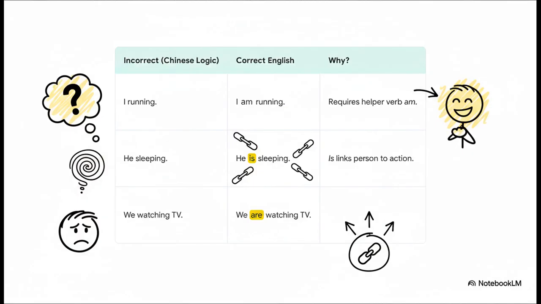This table just makes it so clear, doesn't it? On the left, you've got the direct translation, the Chinese logic, "I running." But on the right, you see the correct English structure. "I am running." "He's sleeping" becomes "he is sleeping." That be verb is the critical bridge connecting the person to the action they're doing right this second.